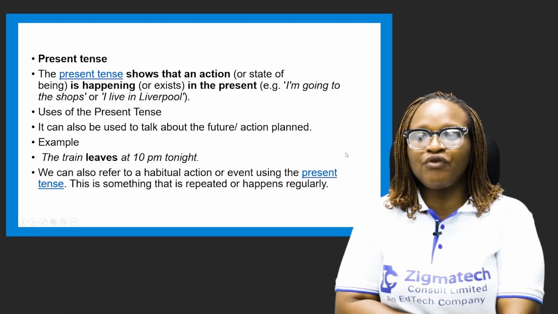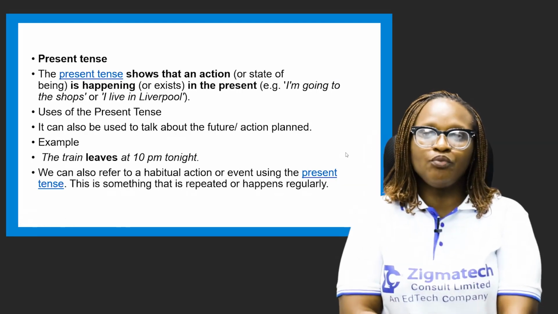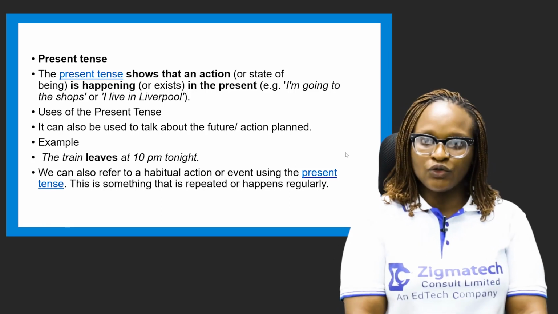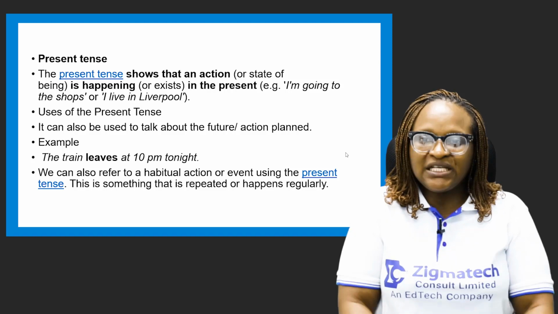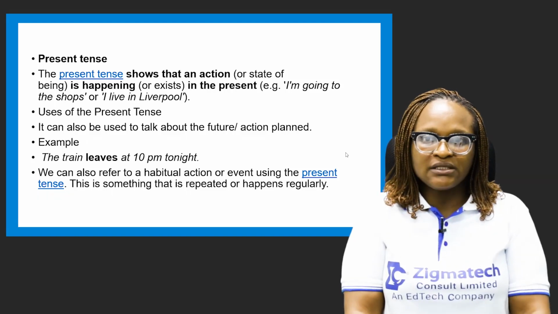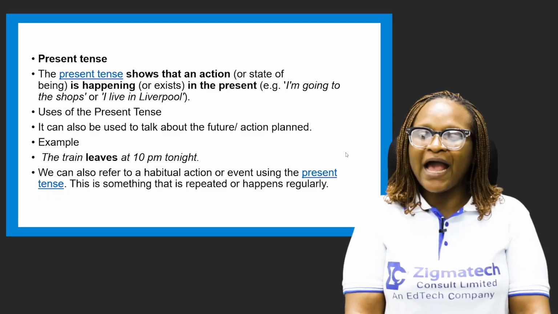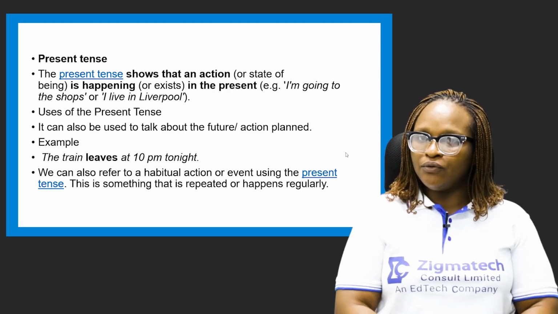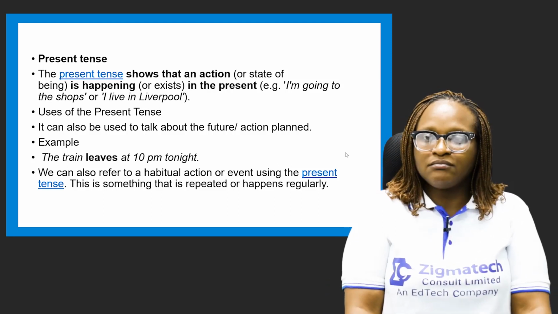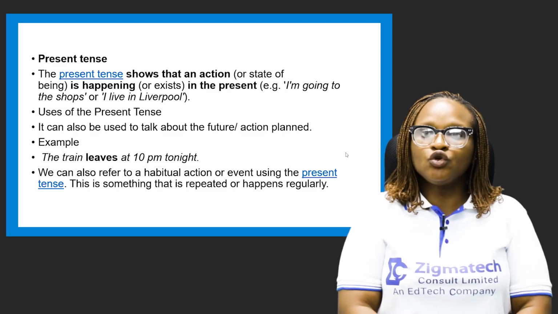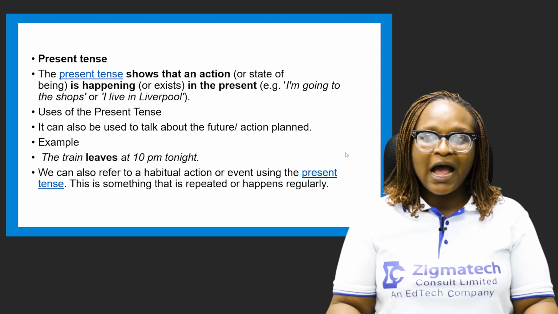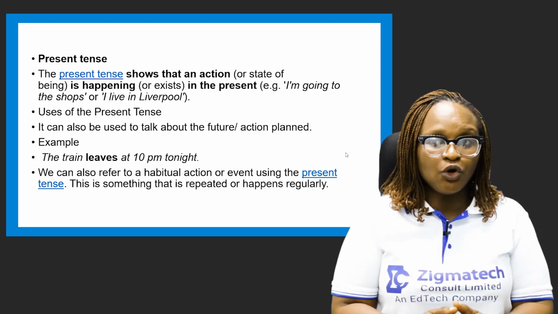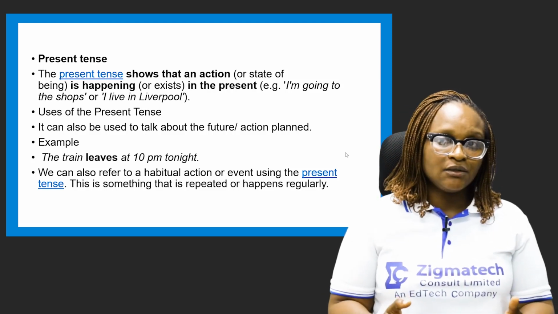Okay, so we have the present tense. Present tense shows that an action or state of being is what is happening in the present. I am going to the shop, or I live in Liverpool. It's present. I am. That's a present form of a verb. So the present tense can also be used to talk about future or action that is planned.